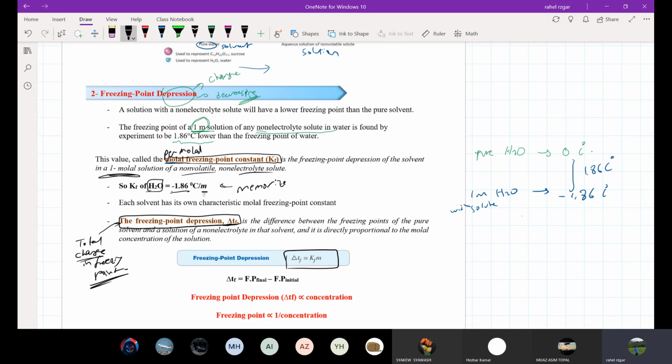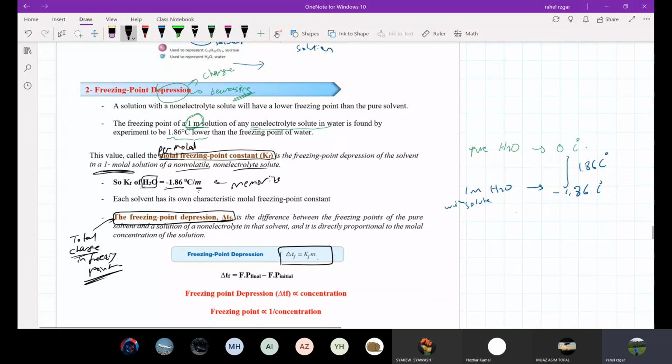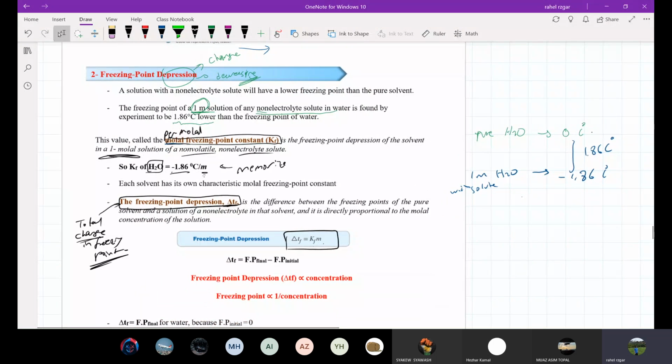Delta TF is equal to KF times molality. KF is for 1 molar, and molal is the molar given, for example. If it's 0.5, you multiply by 0.5. And we get the total, the total change.